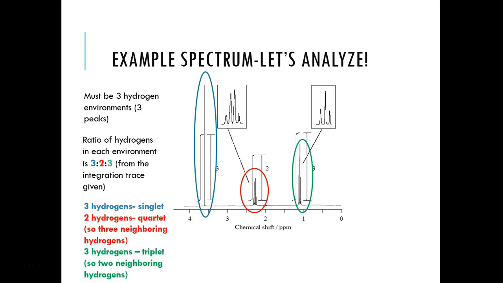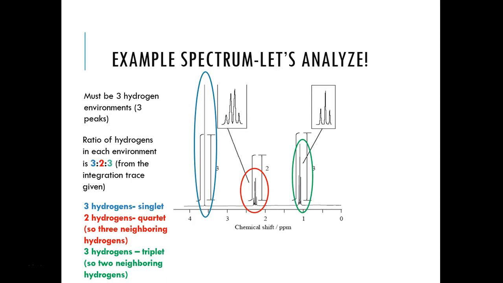We know that the first 3 hydrogens, the blue hydrogens, are a singlet. The 2 hydrogens, the red ones, are a quartet, so there must be 3 neighboring hydrogens. And then the 3 hydrogens in the green environment are triplets. There must be 2 neighboring hydrogens.